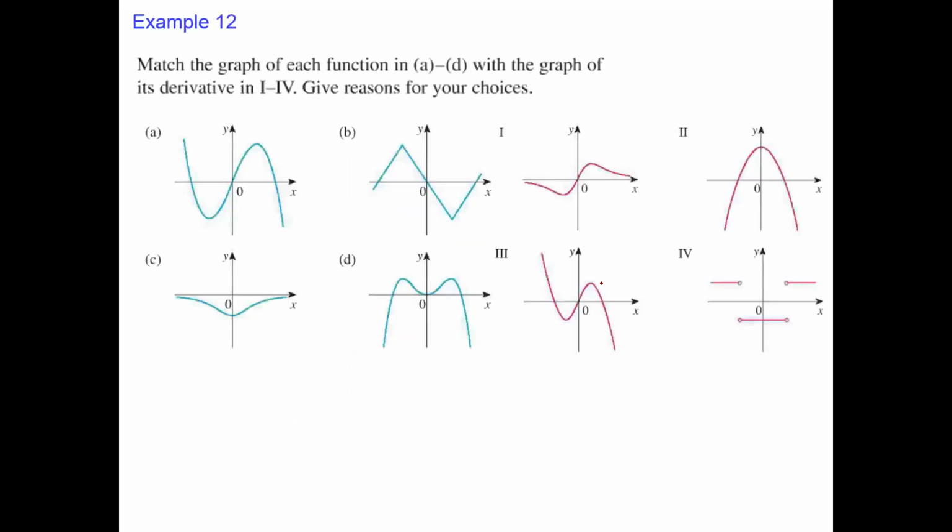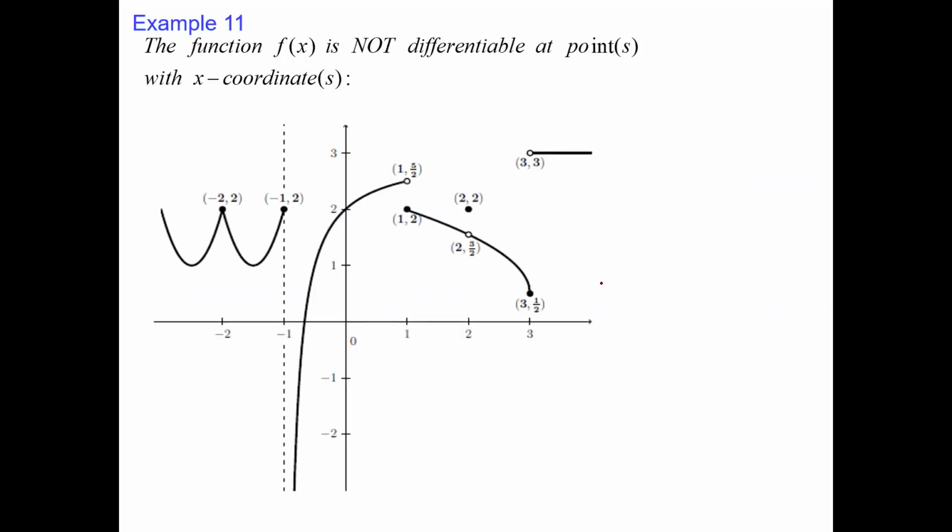Okay, let's do the next example. We have a function and we have to find all of the values of x, just the x coordinate, where the function is not differentiable. Let's label properly. Probably the first one will be -2 because we do have a corner.